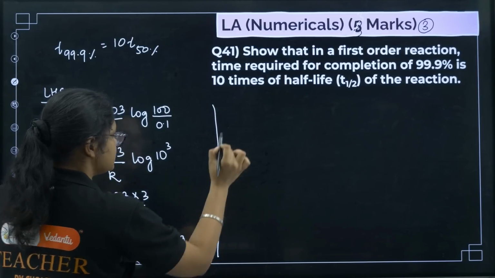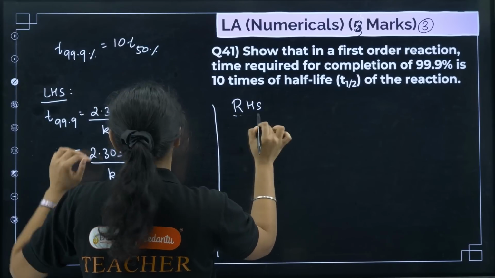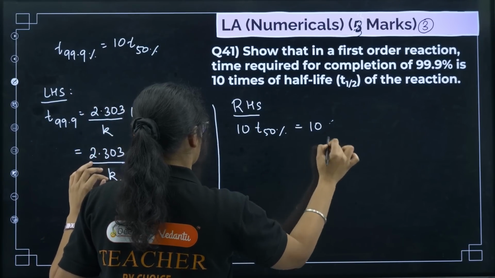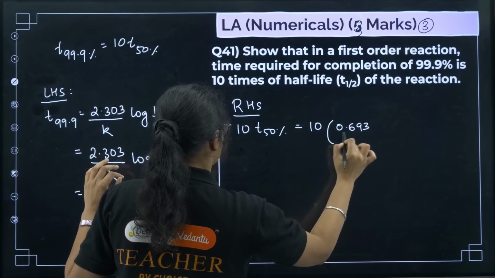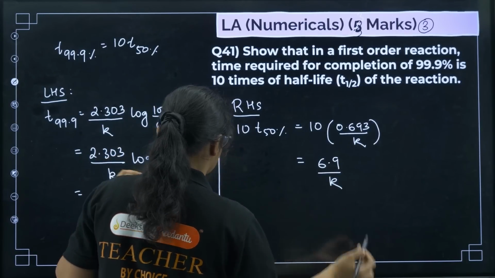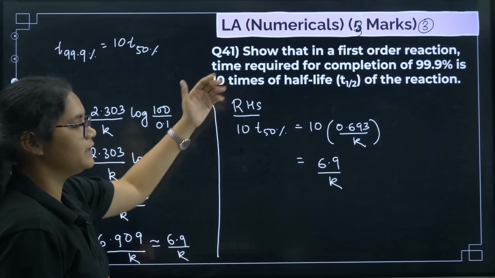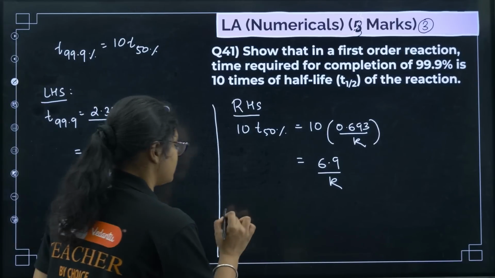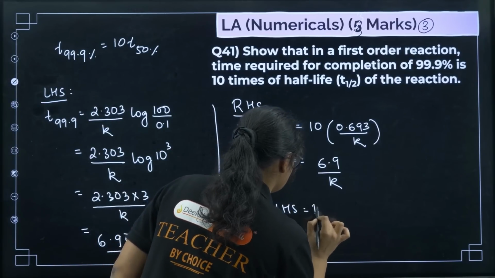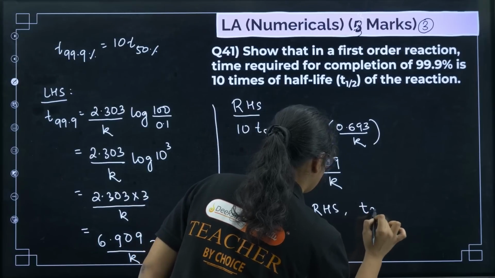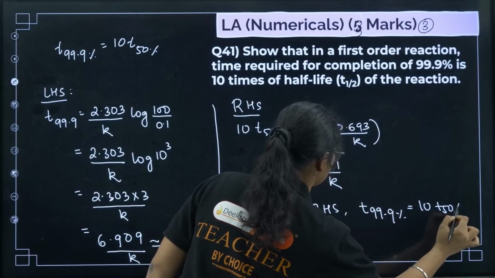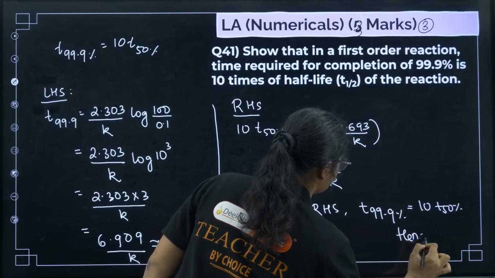Next we will do RHS side here, right? RHS is what? 10 times of T 50%, right? That is 10 times of 0.693 by K, and that will give me 6.9 by K. So LHS is equal to RHS, so the statement is given correct. Okay, so you have to write, since LHS is equal to RHS, T 99.9% is equal to 10 times of T 50%, hence proved.